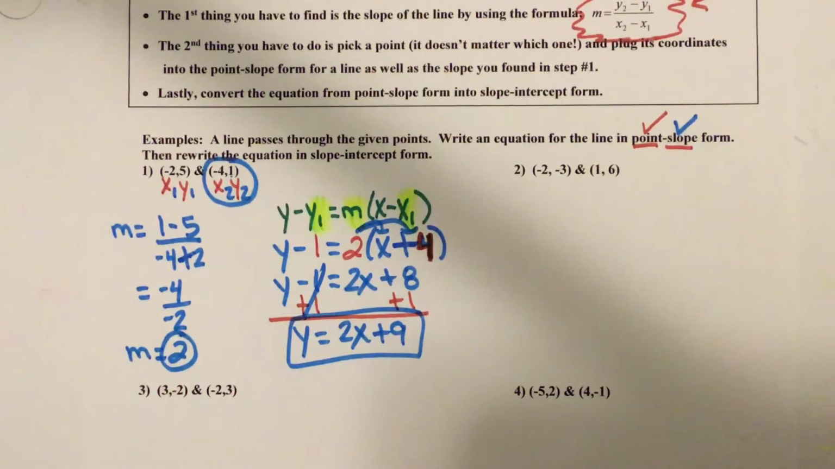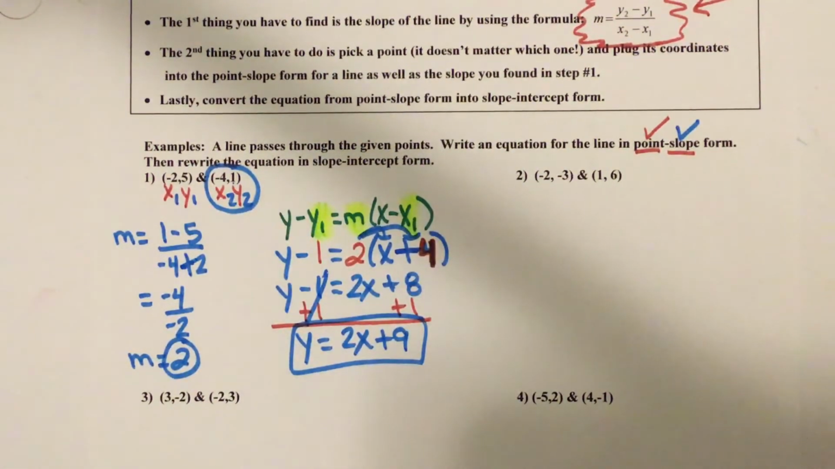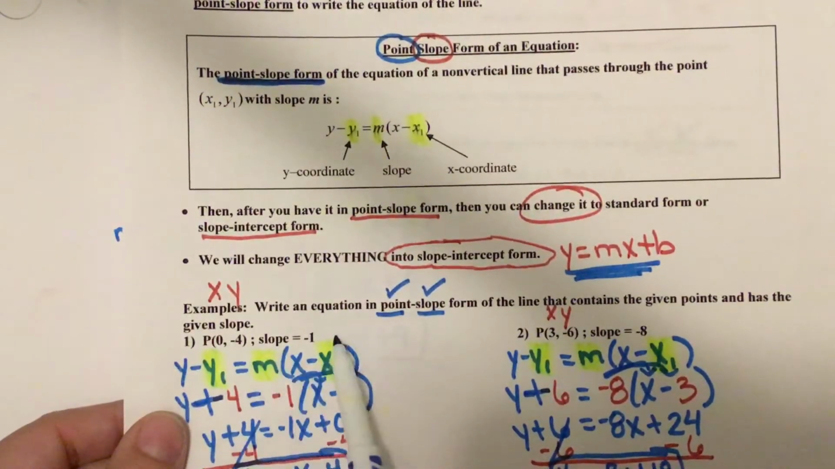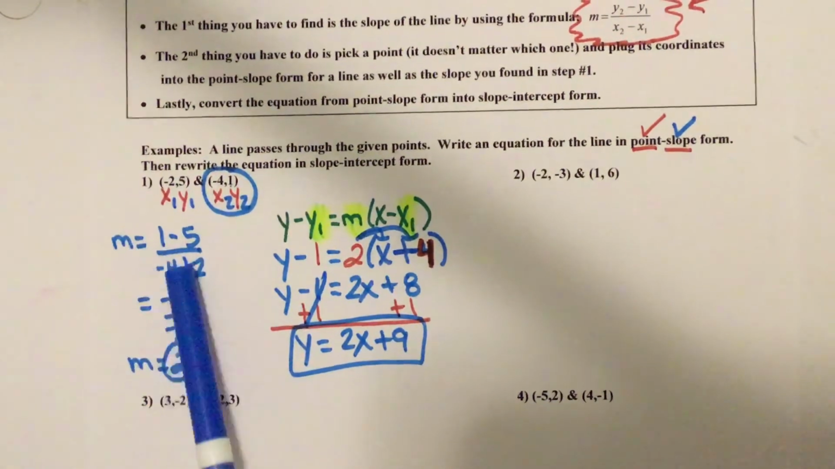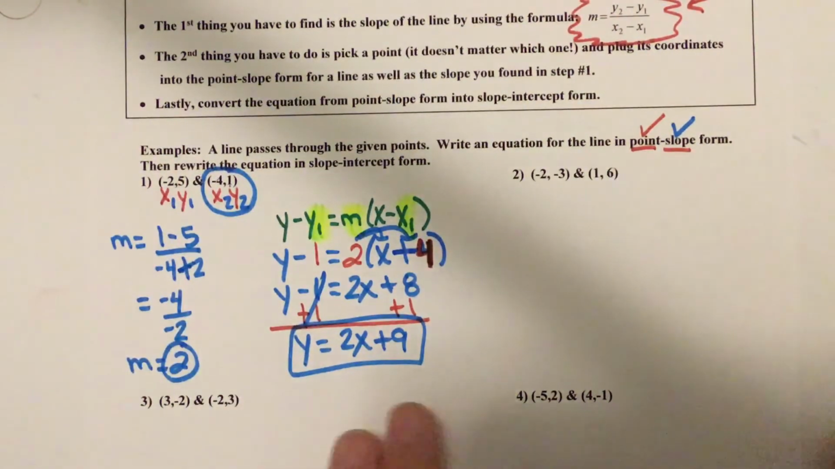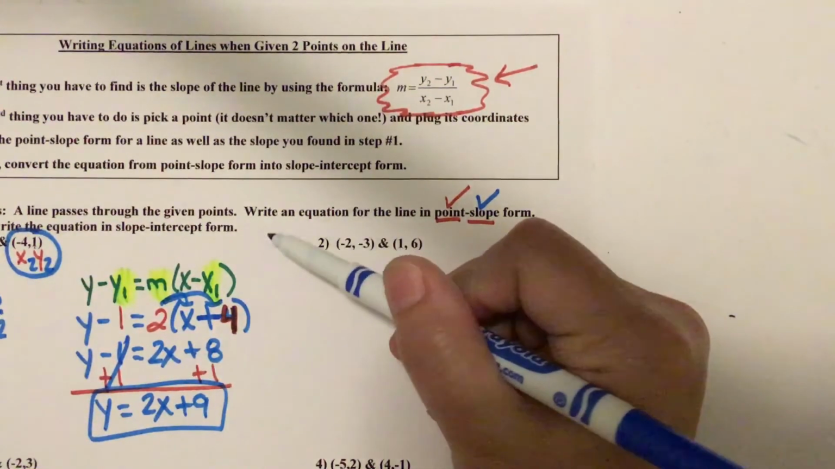Okay, so point slope form is what we're using today, and you're ready to use it right off the bat if you have a point and a slope. But if all you have are points, then you've got to find the slope first. All right, let's look at number 2. Okay, so I'm going to find my slope.